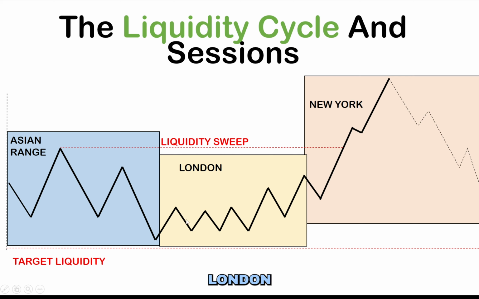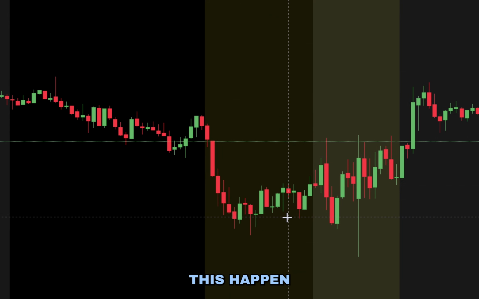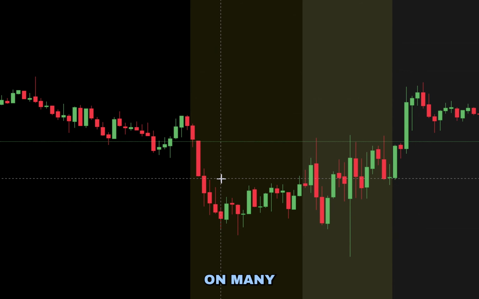Next, we move to London. London is usually a manipulation of Asia, either the highs or the lows. So we usually see a manipulation during London. If we don't see manipulation during London, we see it during New York. So during New York, we either get distribution or a manipulation to the side that price actually wants to go to. Now we can see this happen a lot of times on many different pairs.